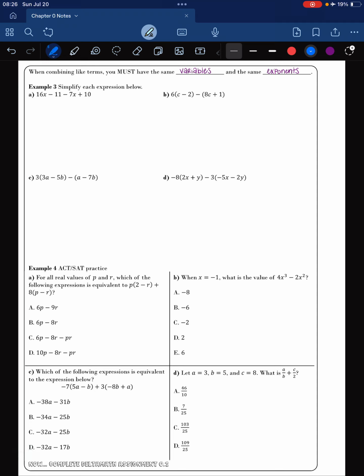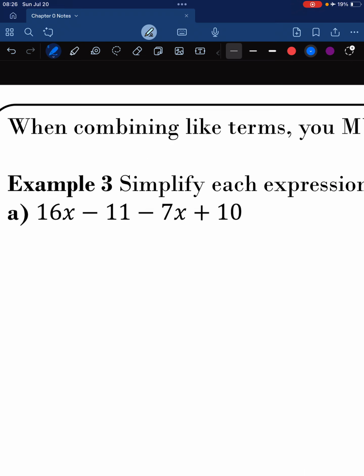Okay. So this kind of circles back to what we were just talking about on example C, which is combining like terms. We just need to make sure, one, we follow the order of operations, and two, that we only combine terms that are able to be combined. So they have to have matching variables, and those variables have to have matching exponents.